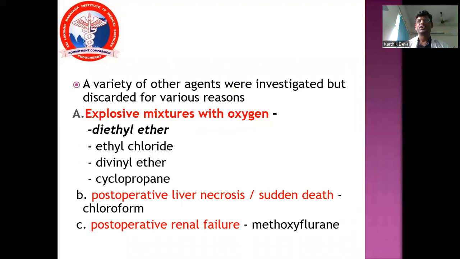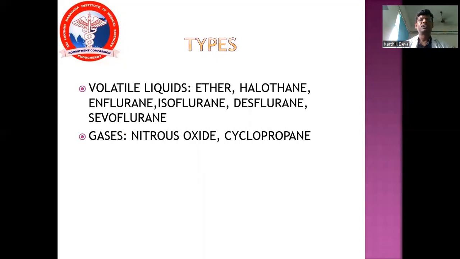A variety of other agents were investigated but discarded for various reasons, like being explosive when mixed with oxygen, a property of ethyl chloride, diethyl ether, divinyl ether, and cyclopropane. Some other agents caused liver necrosis and sudden death, like chloroform, and postoperative renal failure, like methoxyflurane. Types of inhalational anesthetics can be liquids or gases. The volatile liquids are ether, halothane, enflurane, isoflurane, desflurane, and sevoflurane, whereas the gaseous forms are nitrous oxide and cyclopropane.